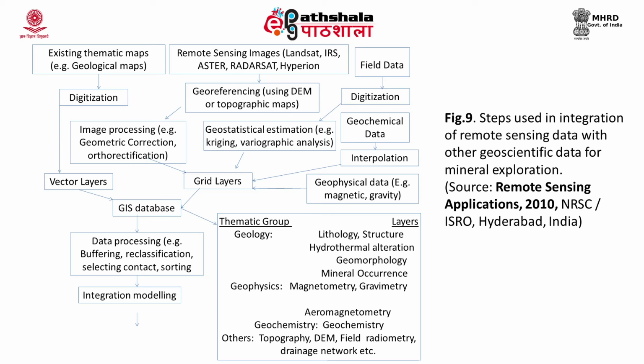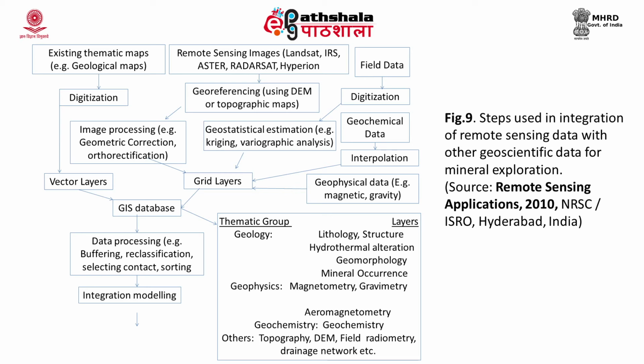Once you have the GIS database, from it you can prepare different thematic maps and different layers. For example, you can have the geological layer. What are the layers under the geological thematic map you can prepare? That is the lithological layer, structural layer, hydrothermal alteration layer, geomorphological layers, and mineral occurrence layers. Geophysical layers you can also prepare: magnetometric, gravimetric, and aeromagnetometric.